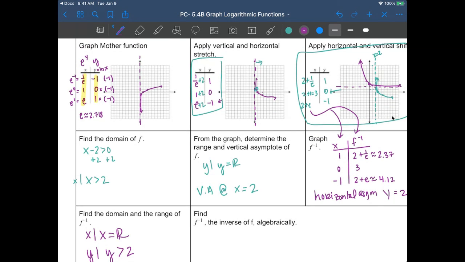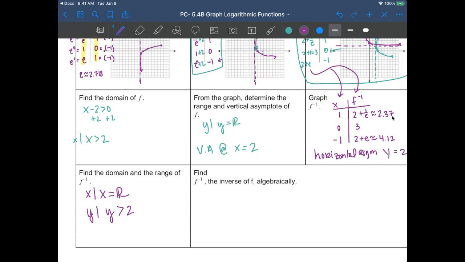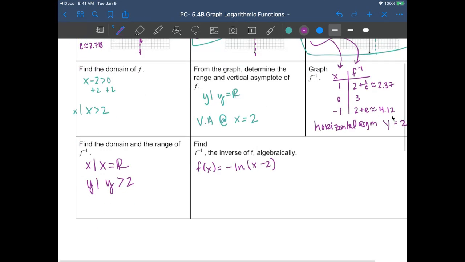And then finally, we're going to figure out the inverse algebraically. So our function is f of x is equal to negative ln of x minus 2. So to find the inverse, we switch x and y. So x is equal to negative ln of y minus 2. And then we solve for y. So we want to get ln by itself, but I have this pesky negative. So we're going to go ahead and divide both sides by negative 1. So I get negative x is equal to the ln of y minus 2.